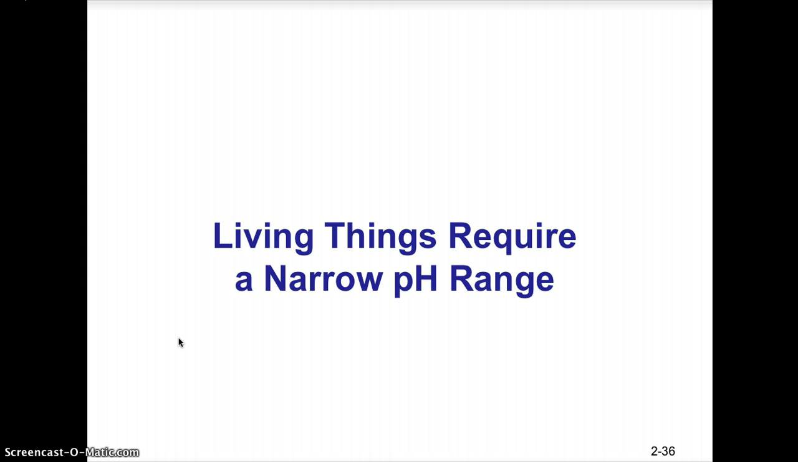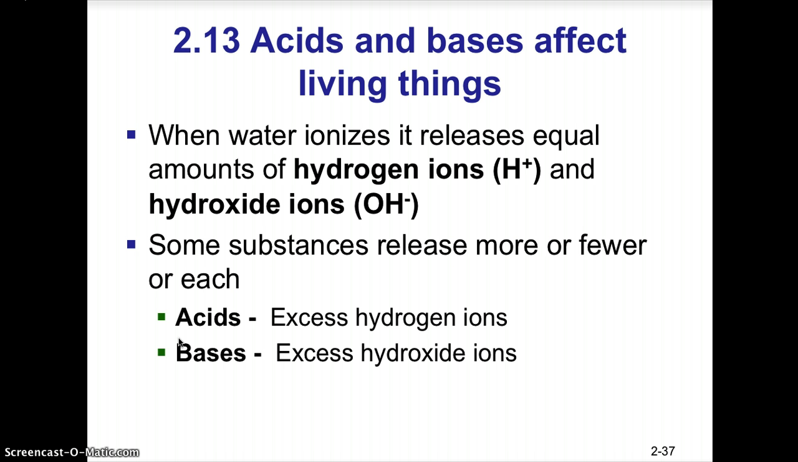Our last part of the lecture is that living things require a narrow pH range, and this is one of the things that we need to maintain internally. That would be homeostatic conditions, in order for metabolism to take place. So acids and bases affect living things.